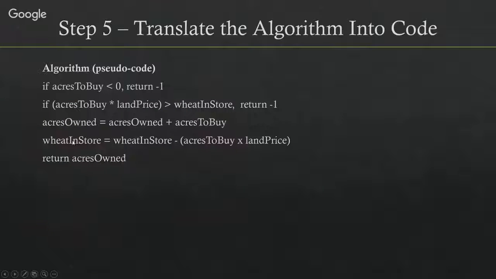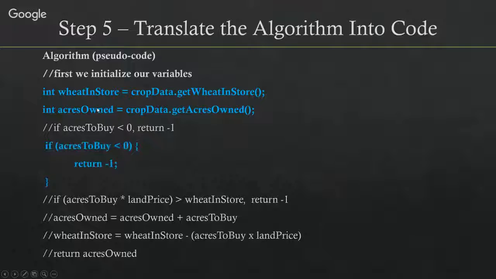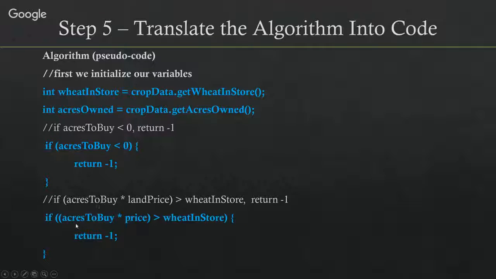We have our pseudocode here, which is what we wrote down on paper, and then we have to translate that algorithm into code. So we comment out all of our pseudocode, and then we write the code underneath it to accomplish that. Here we initialize our variables. We have an if statement. If acres to buy is less than 0, then we're going to execute the code inside of these curly braces, which is -1. If acres to buy times price, and we do that first because that's in the first set of parentheses, is greater than wheat in store, we're also going to return a -1.